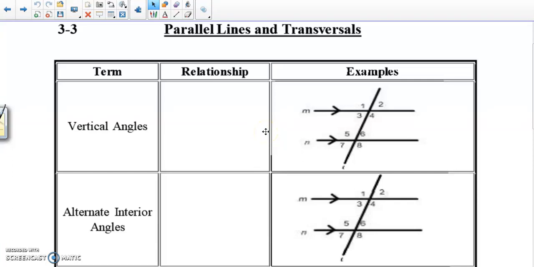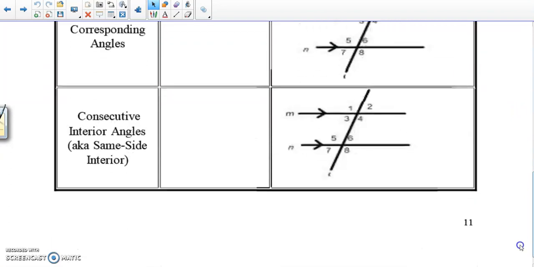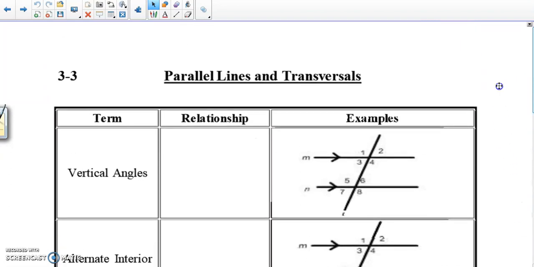Alright, so our next video, 3-3, parallel lines and transversals on page 11 of your notes. So we're going to be looking at some important relationships that are formed when we know the lines are parallel. And these are things we'll be looking for throughout the year. So first of all, what is a transversal?